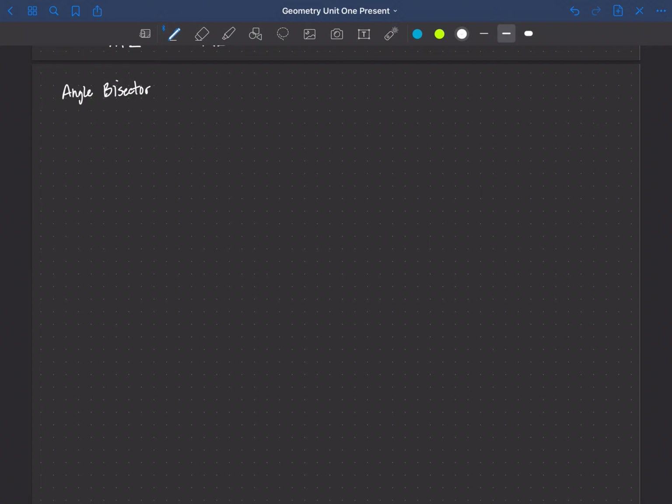Another way that we can demonstrate adding and subtracting and combining angles is with an angle bisector. So the word bisect means to divide into two equal parts. And the key word here is equal. Okay, and we'll see how it looks.